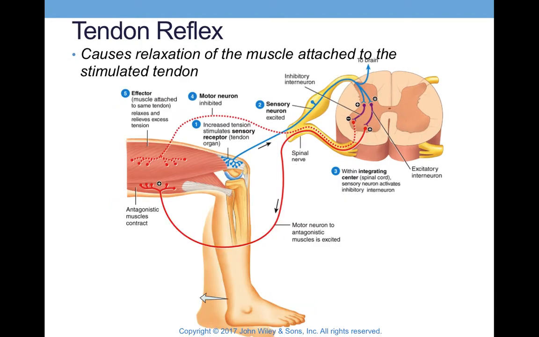The tendon reflex is also ipsilateral, so we're entering with our sensory response on one side and exiting on the same side. And it prevents damage to muscles and tendons as a result of stretching. It operates as a feedback mechanism to control muscle tension by causing muscle relaxation when the muscle force becomes too extreme.